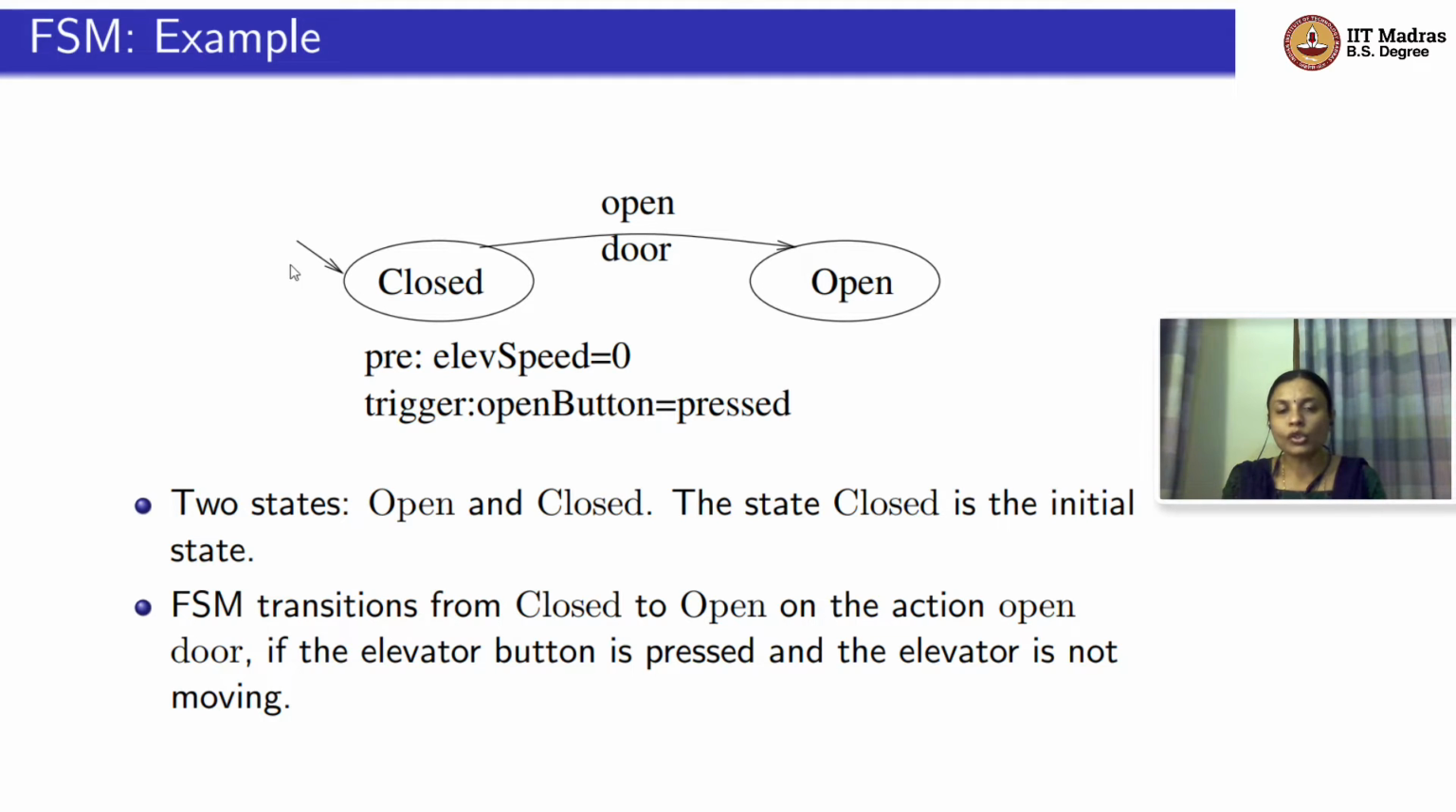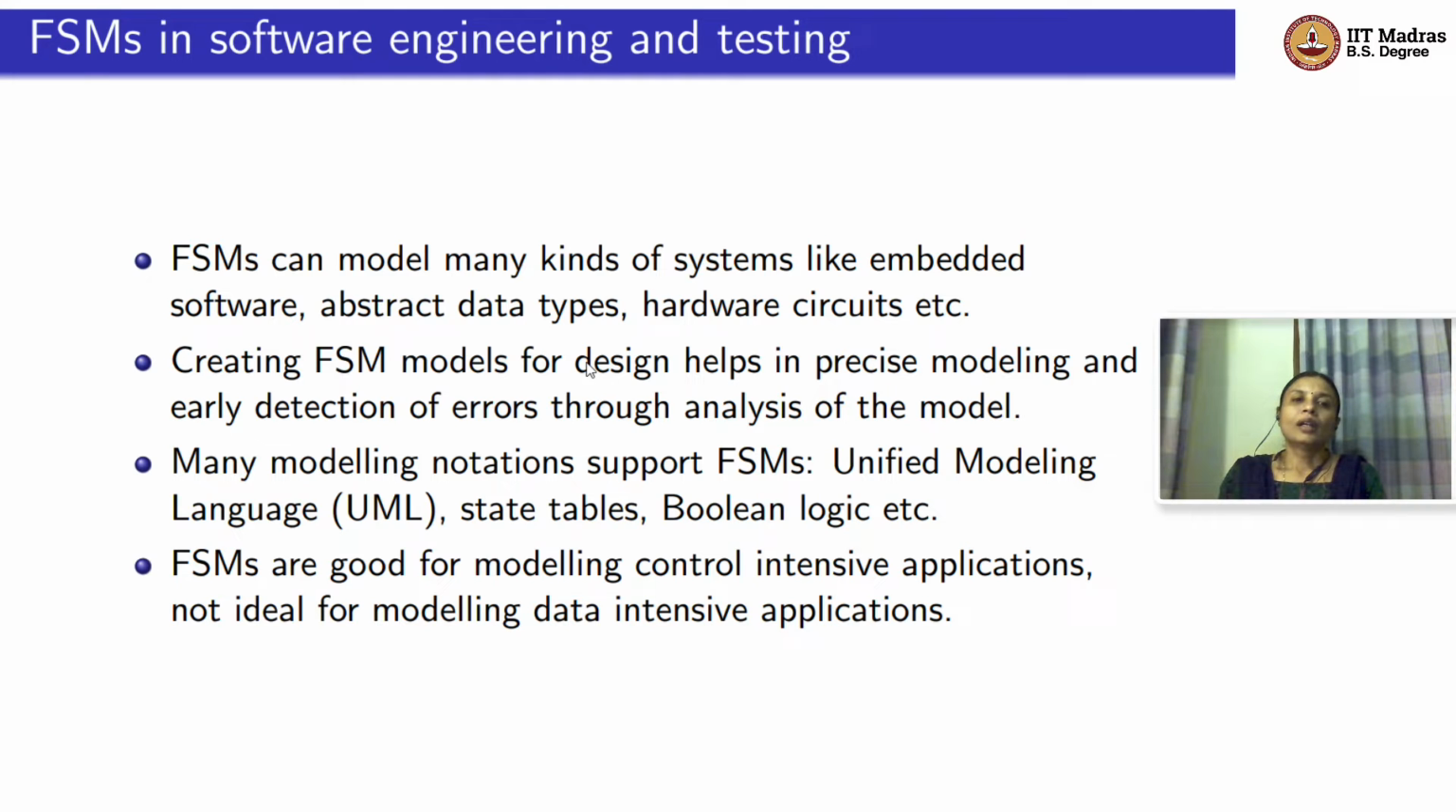One state is closed, which is also the initial state. The other state is open, which is the second state. An action of pressing a button for opening the door results in the action open door and results in change of state by taking this transition as long as elevator speed is zero. That is, it is not moving. So this was a very small example. We look at more interesting examples.